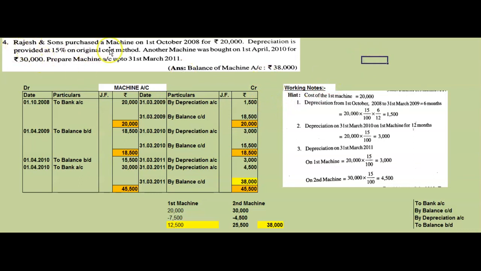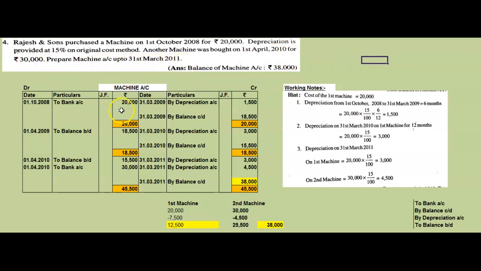See, Rajesh and Son purchased a machine on 1st October 2008 for 20,000. So cost of the first machine is 20,000. Depreciation is provided at 15% on original cost, that is fixed installment method or straight line method. Another machine was purchased on 1st April 2010 for 30,000. Prepare machine account up to 31st March 2011.